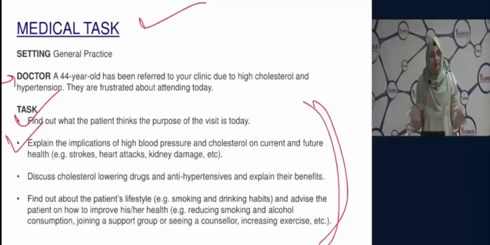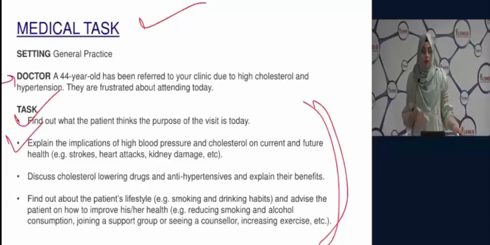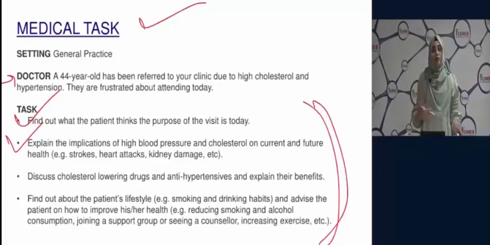So in part of your conversation, you have to explain what can happen in the future if the patient continues to have high blood pressure and cholesterol, like if the patient is more prone to strokes, heart attacks, or kidney damage. The third bullet point, discuss the cholesterol-lowering drugs and antihypertensives and explain their benefits.